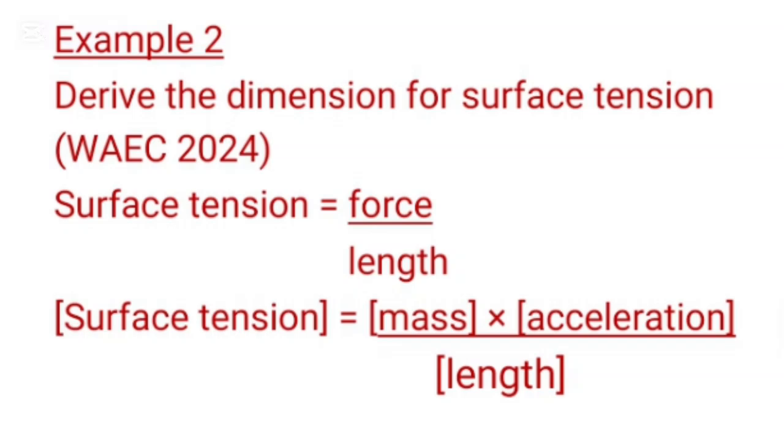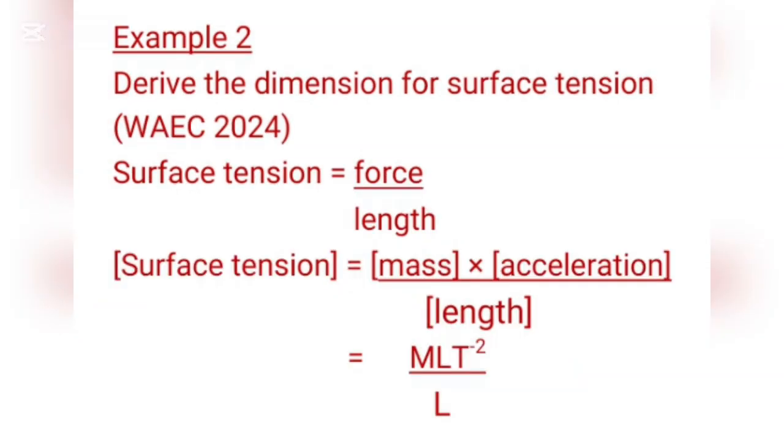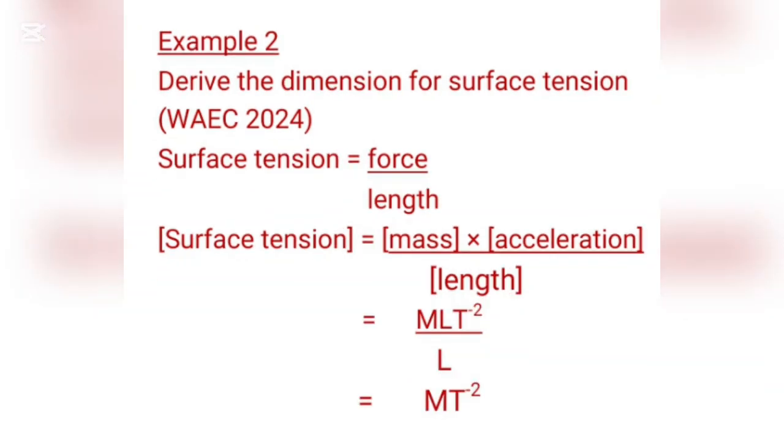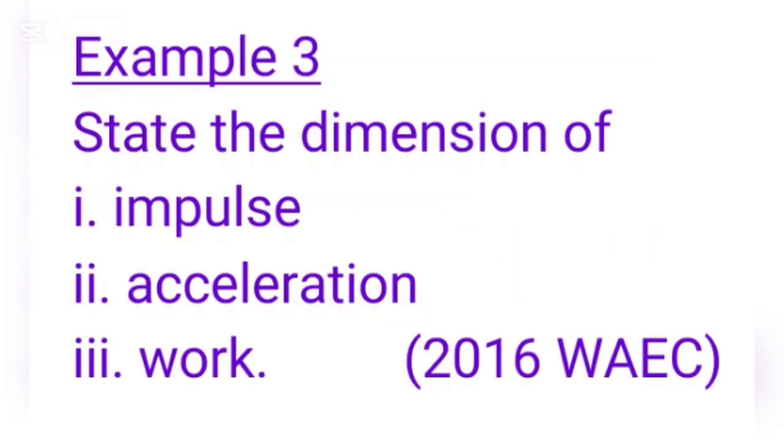Then we'll put in the dimension for mass, capital letter M, the dimension for acceleration L T raised to power minus 2, divided by the dimension for length, L. So we cancel L out, and what we have left is M T raised to power minus 2.